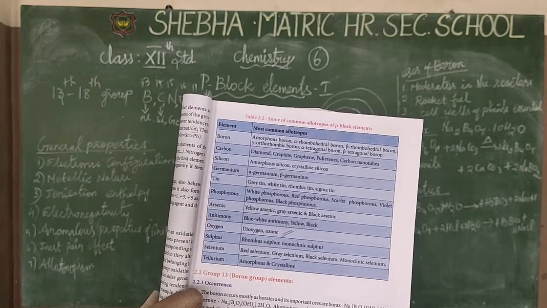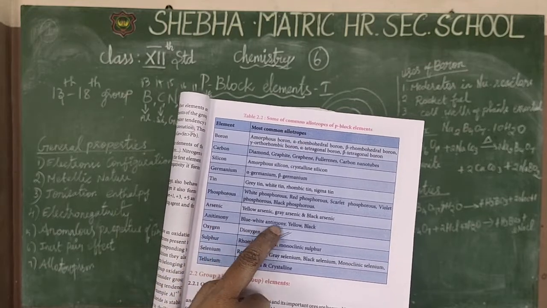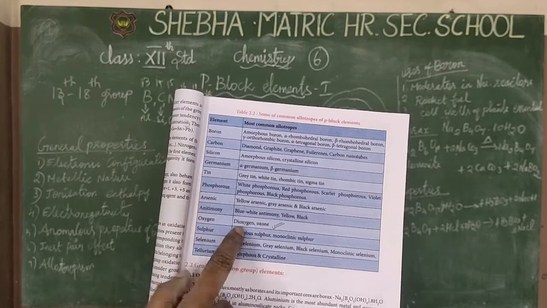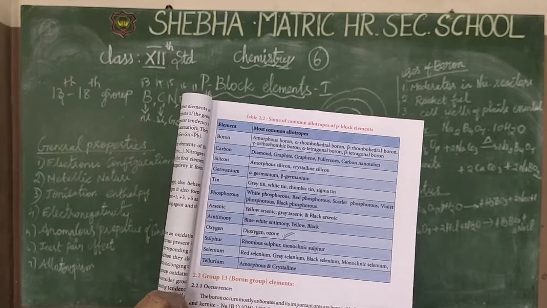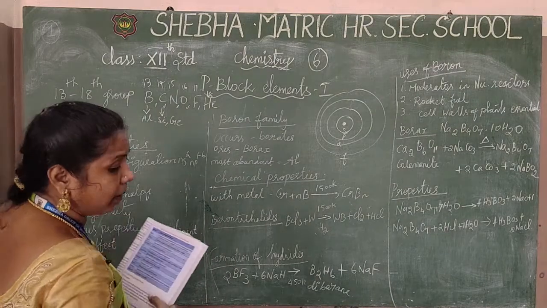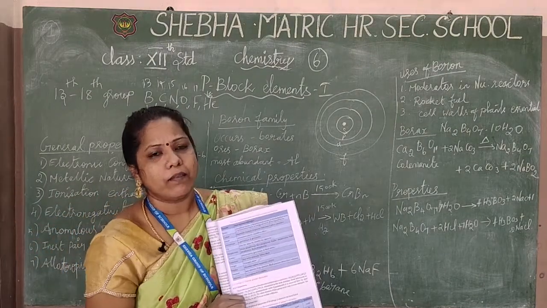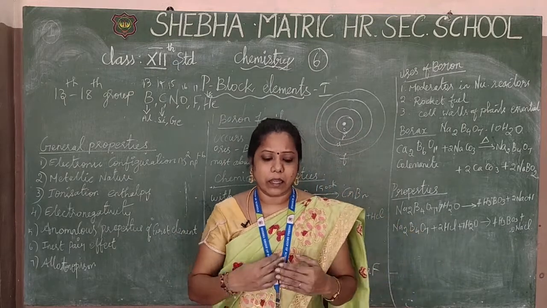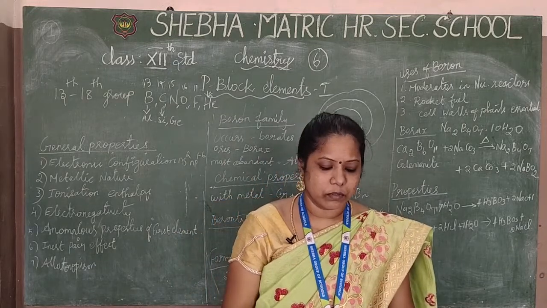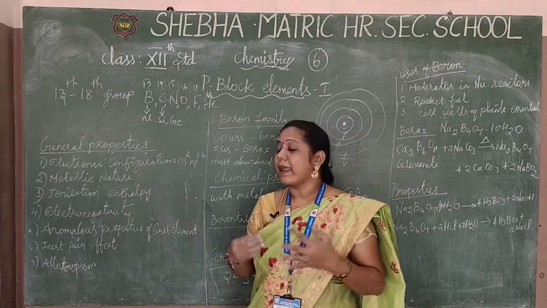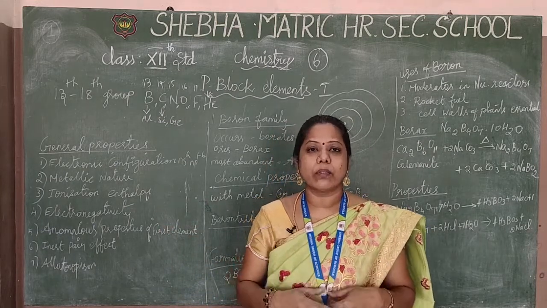And then go for antimony: blue-white antimony, yellow also, and black is there. And for oxygen, we have to find dioxygen and ozone. So these are all the allotropes of the p block elements. You have to read them. I will send the notes for you, so don't forget to read, as you can get interesting information from this book.